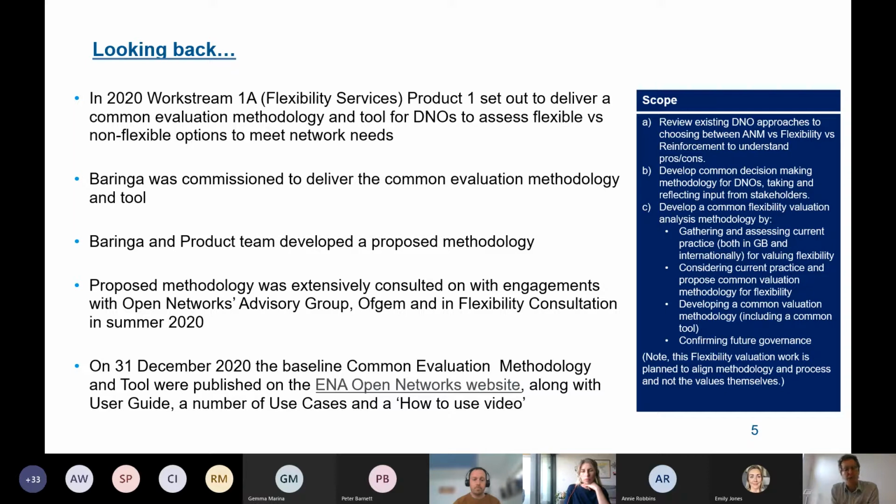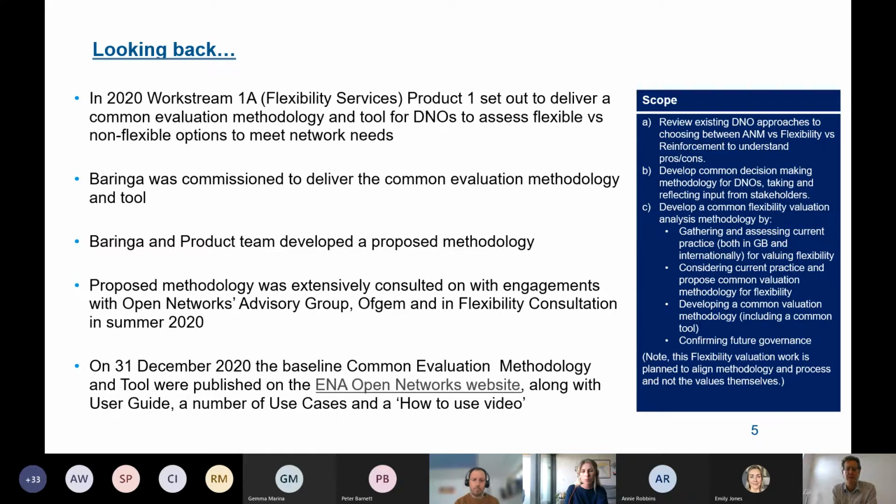And then the product team and Baringa spent several months reviewing all of the known methodologies in GB and around the world that we use for how you evaluate what your various investment options are, including particularly flexibility. And we had lots of intensive sessions just to work out what the methodology should be, lots of detailed discussions. And towards the end of May and June, we then started extensively looking at how we would engage with various parties to explain the proposed methodology that we had.